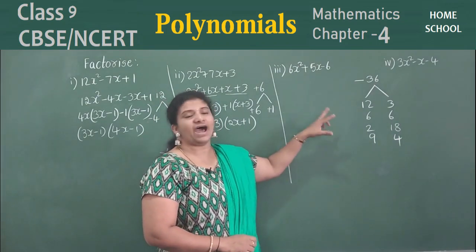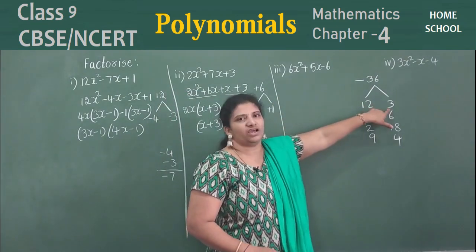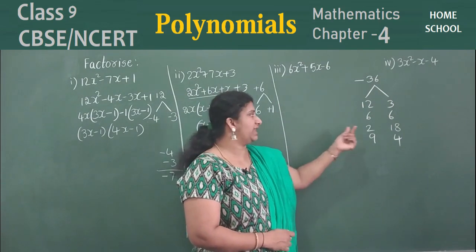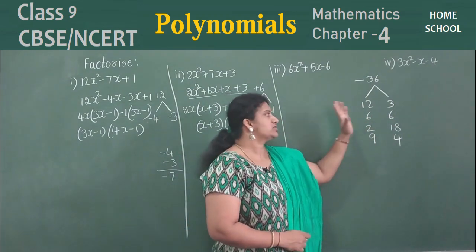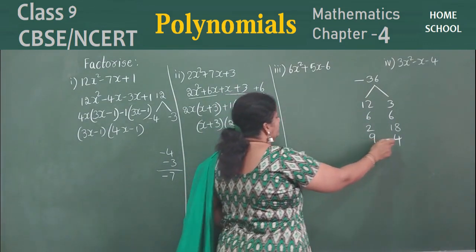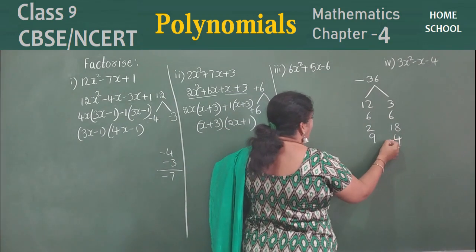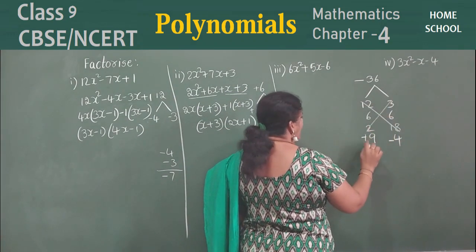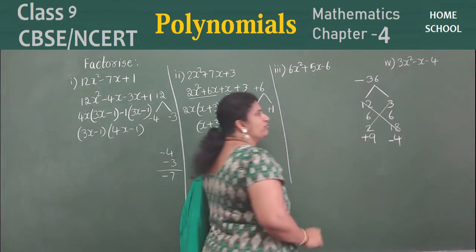So if you add or subtract, you should get 5. 12 minus 3, I won't get 5. 6 minus 6 is 0, or 6 plus 6 will be 12. And 2 minus 18 will be minus 16. So all this, no. Look here, 9 minus 4, it will be 5. Right? I will take a pair here. So I won't take all these pairs. I will take plus 9 minus 4.